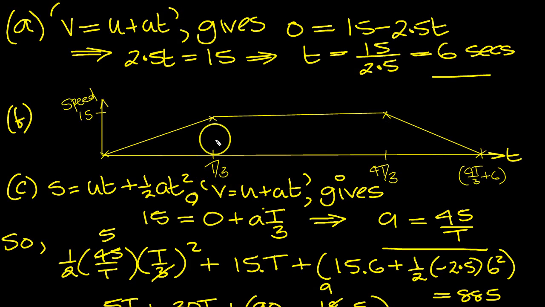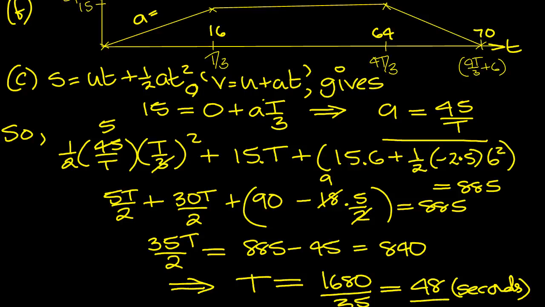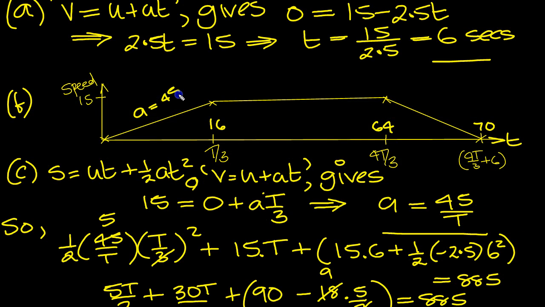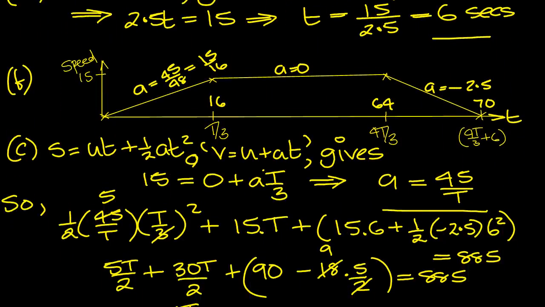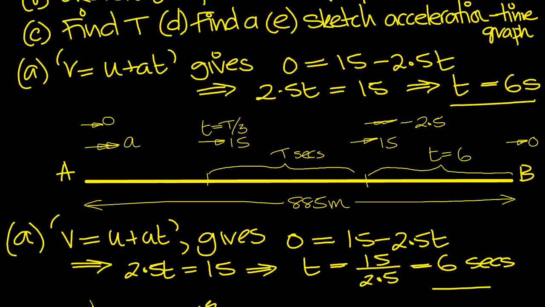So this is going to be 48 over 3 is 16. This is 48. T is 48 itself, isn't it? So when you add 16 you get 64. And this was 6. So that would go up to 70. So here the acceleration was equal to, what was it? 45 over t. And t is 48. 45 over 48. Divide by 3 is 15 over 16. Here a equals 0. And here a equals minus 5 over 2, wasn't it? Or minus 2.5.